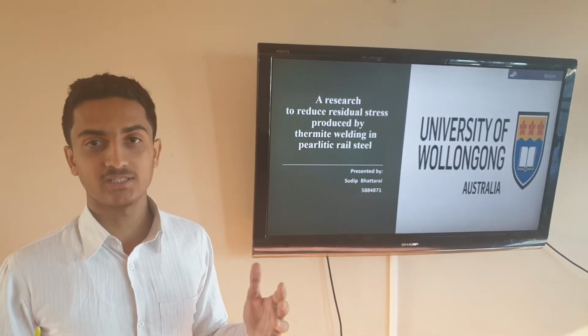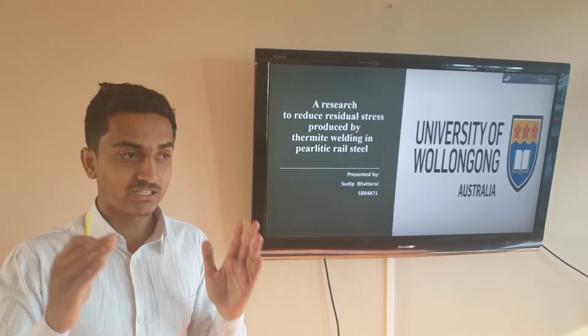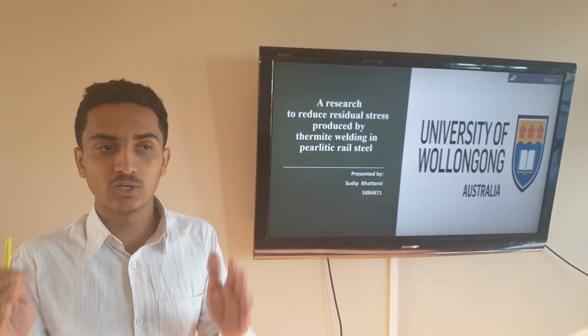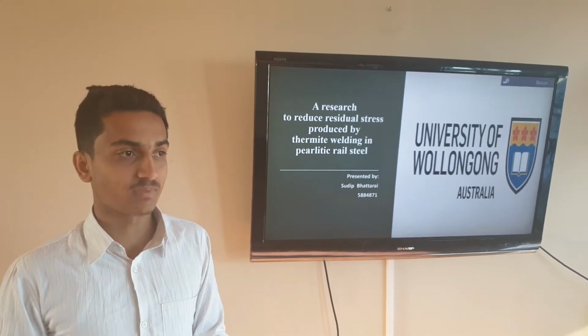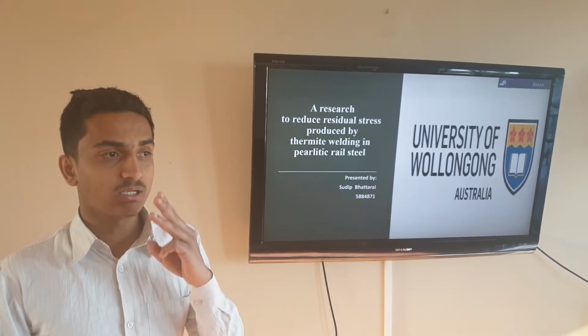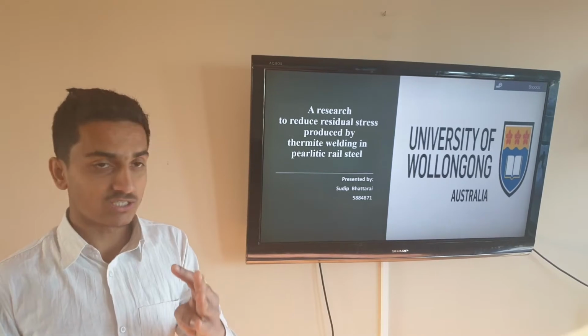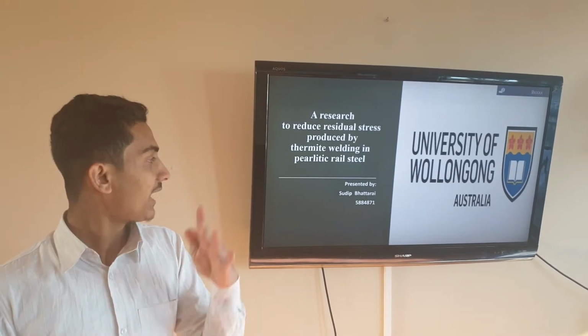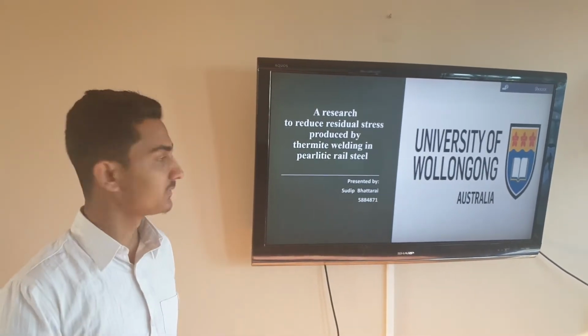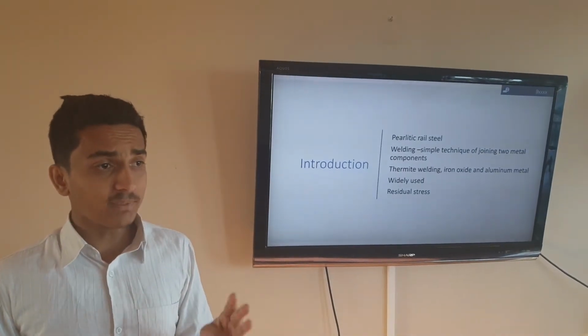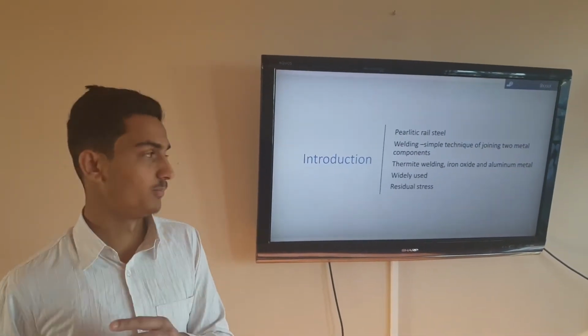Today I am going to present a research to reduce the residual stress produced by thermite welding in pearlitic rail steel. Here are the three major key components: one is residual stress, second thermite welding, and third is pearlitic rail steel. Now, let me give a brief introduction about these three components.